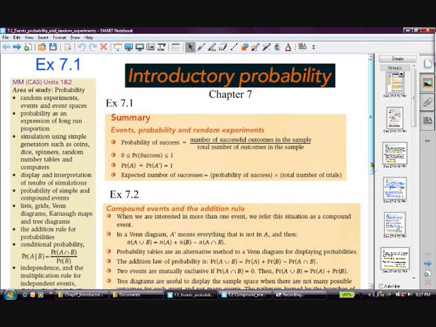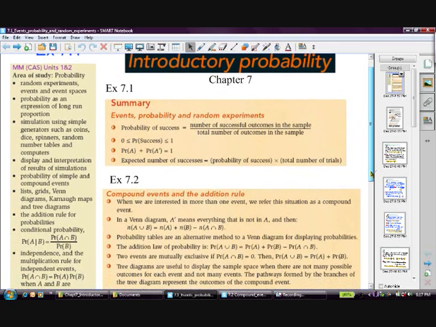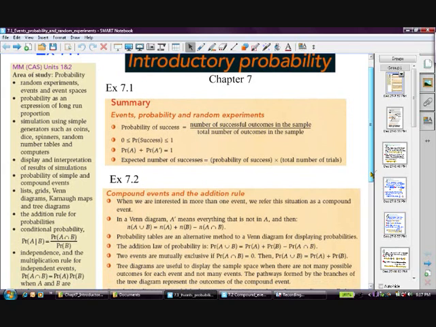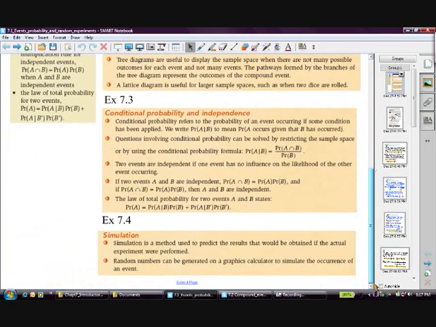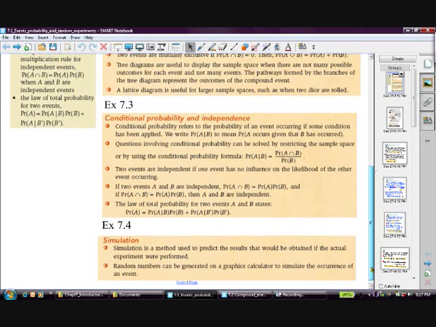Alright, so looking at Chapter 7, and we're later going to look at Chapter 13, on Introductory Probability, we'll just go through a few basic principles. There are 4 exercises that we're looking at, 7.1, 2, 3, and well, actually 7.4 we're not considering for the moment.